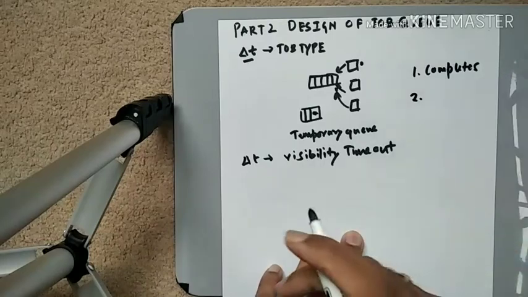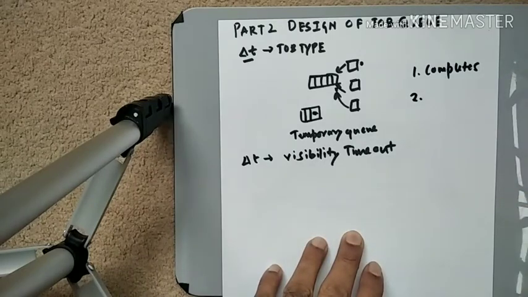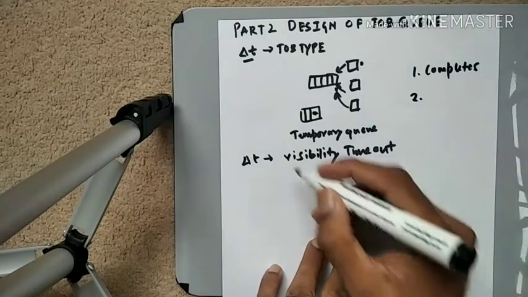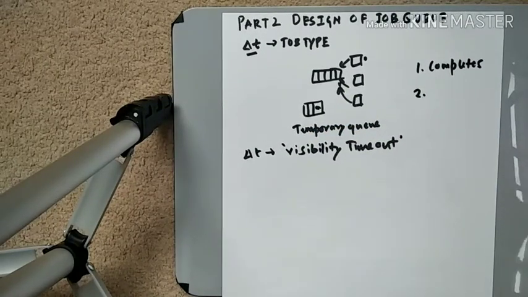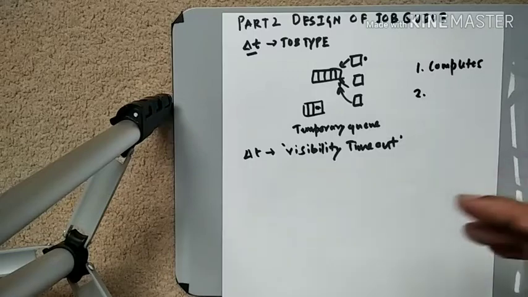The second thing is, the worker has not completed the job within the visibility timeout period. So we consider the worker as having failed to complete the job.